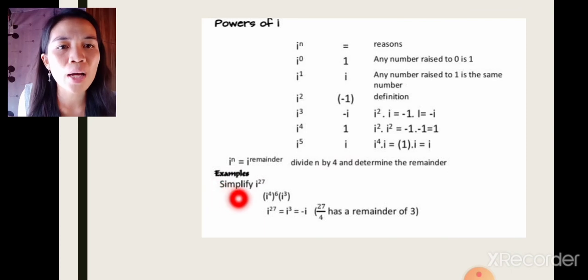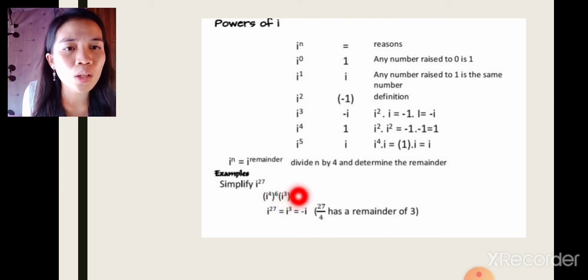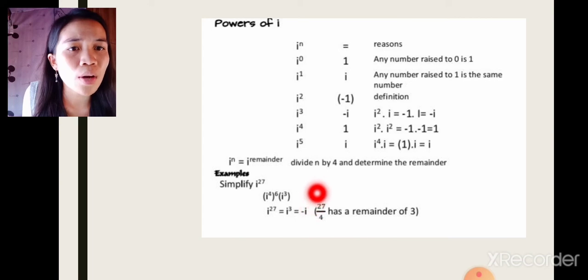Example: simplify i raised to the power of 27. So i to the power of 27 is equal to (i to the power of 4) raised to the power of 6 times i raised to the power of 3. So i raised to the power of 27 is equal to i cubed, which is equal to negative i, since 27 over 4 has a remainder of 3.